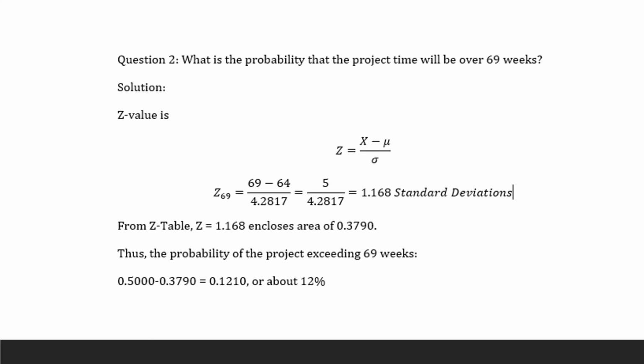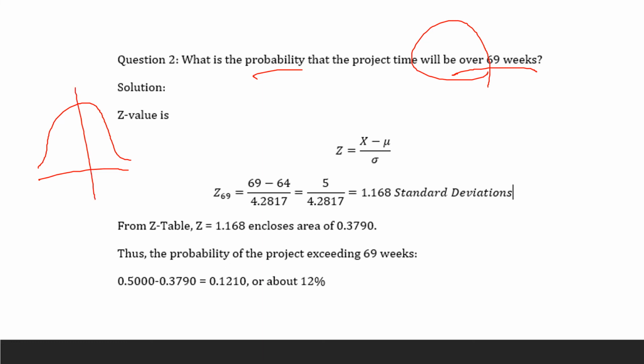Question 2 is asking, what about 69? We want to get the probability, and this time it will be over 69 weeks. So here we're going to do the same thing and use your Z, and we have 64 as our median. What we're looking for is 69, and it's an over, so we're not trying to get the area on this side. This side is under, and this side is over.